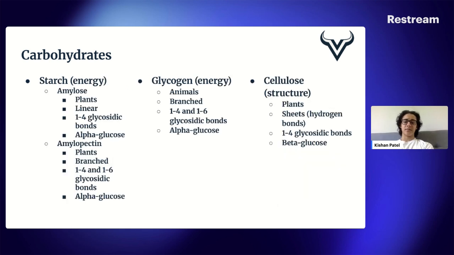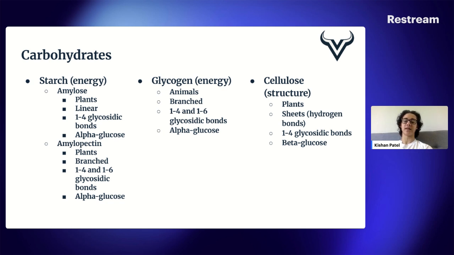So we're going to look at some different types of carbs. The first is starch, then glycogen, then cellulose. So the two types of starches are amylose and amylopectin. Both of these are found in plants. Amylose is more simple than amylopectin. It is linear, whereas amylopectin is branched. And amylose only forms 1 to 4 bonds.